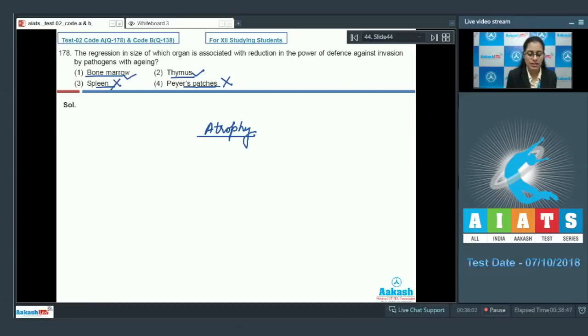So the correct answer for this question is thymus, because it is thymus where T cell matures and it keeps on reducing in size. So the correct answer for this question is option number 2. I hope the solution is clear to you. Let's move on to the next question.